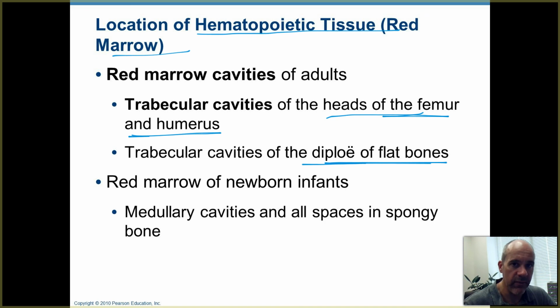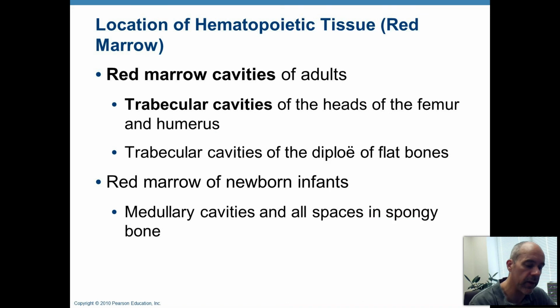Now, when you're a newborn infant, you have a lot more of your marrow devoted to red marrow because you're growing. You've got to crank out lots and lots of new blood cells. Everybody, even as an adult, is constantly replacing red and white blood cells, but when you're an infant, you really need a lot of space devoted to that. So when you're a newborn, the medullary cavities of your long bones and all spaces in spongy bone throughout the body consist of red marrow, but then that converts to yellow marrow as you get older.